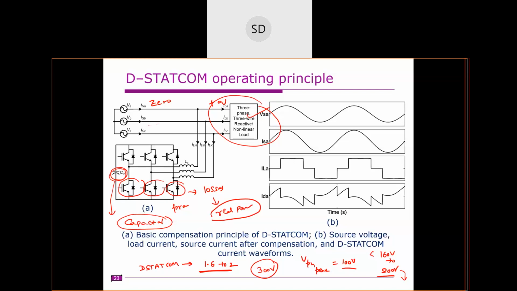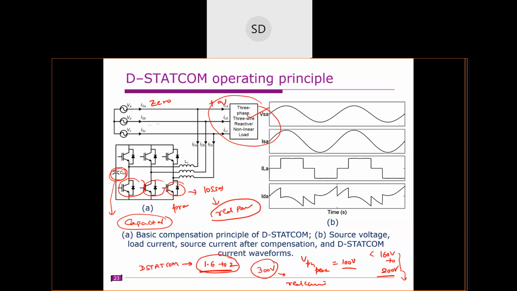That means the real current will increase, the current magnitude will increase. So we need to optimize this. Somewhere between 1.6 to 2 times will give you the best results.